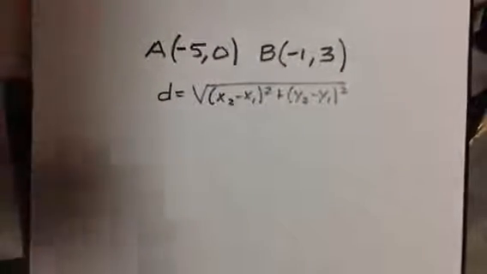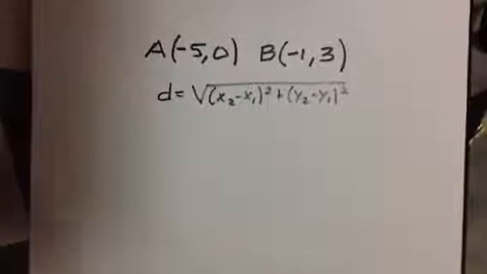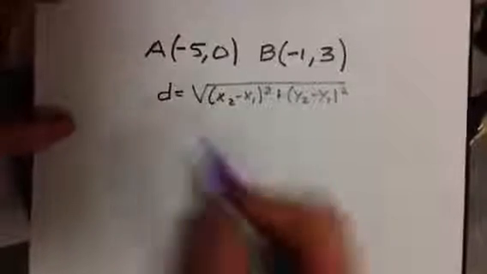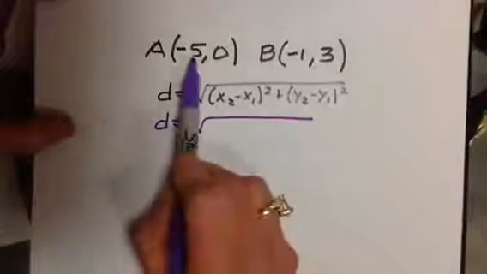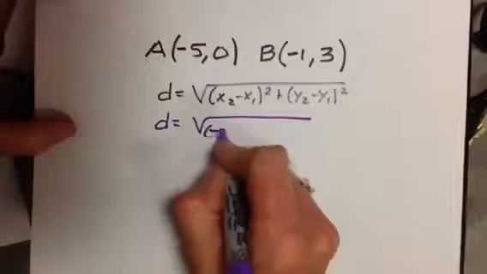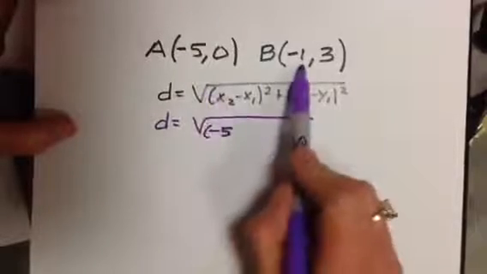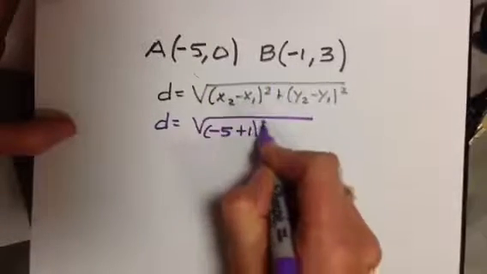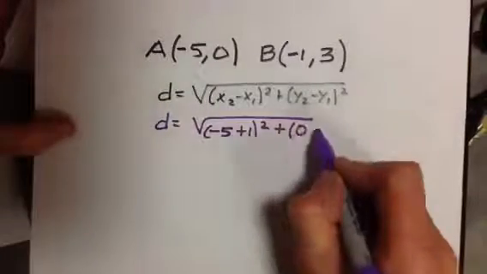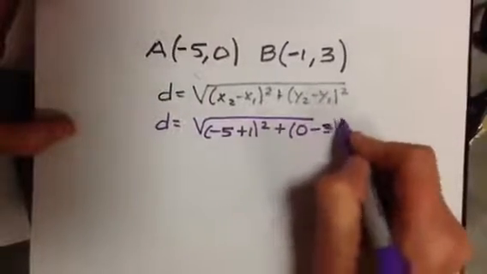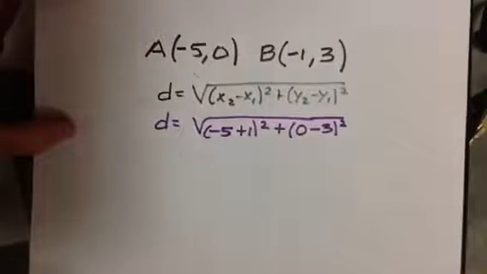I think I'm going to change pens here since this looks like it's getting a little light, so let me just change to a purple pen. All right, I'm going to choose -5 as my x1, so I'm going to do -5 minus a -1, which is a +1, all squared, plus, then go back, you've got to go to the 0, 0 minus 3 all squared. I'll just extend my line.